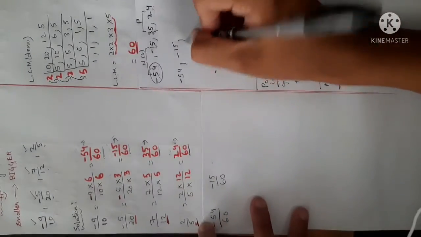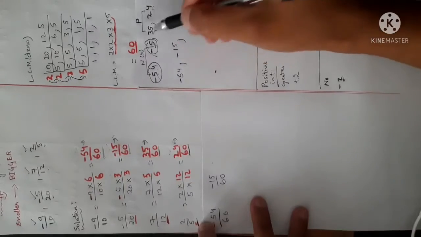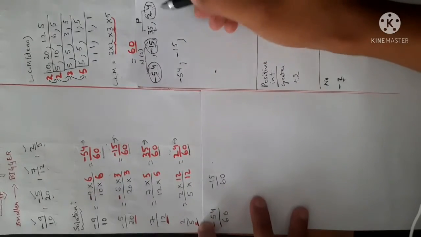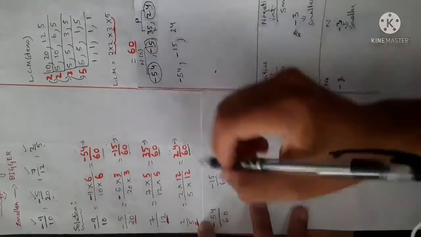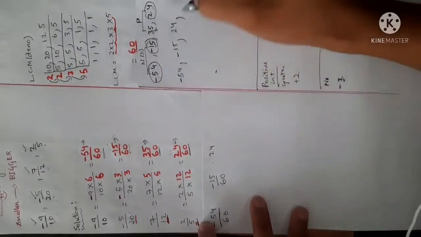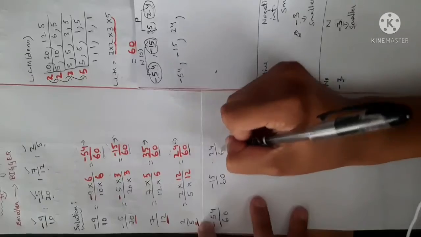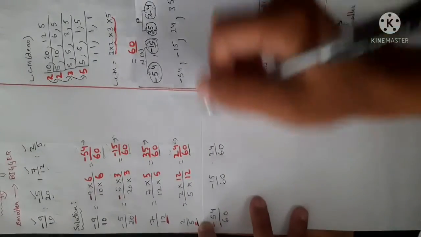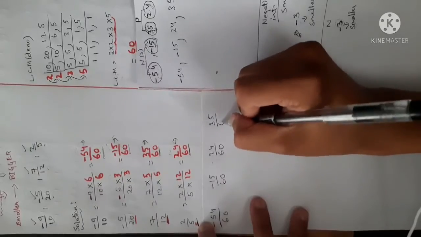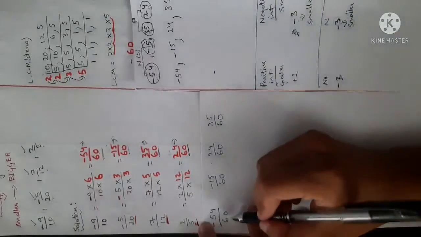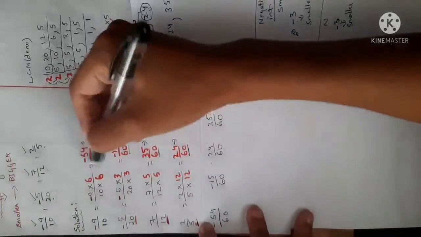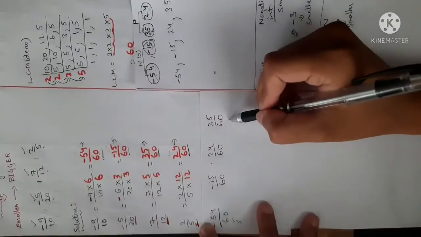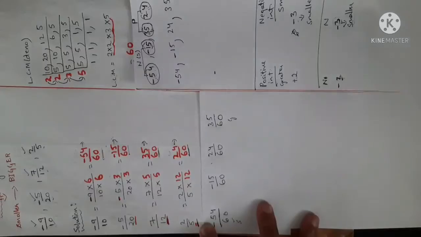Next, we have done minus 15. 35 and 24, which is the smaller? Definitely 24 is the smaller. So 24 by 60. Now what is left? 35. So we just write 35 by 60. So in here we have written these rational numbers in ascending order. This is the smallest and this is the greatest, or the biggest.